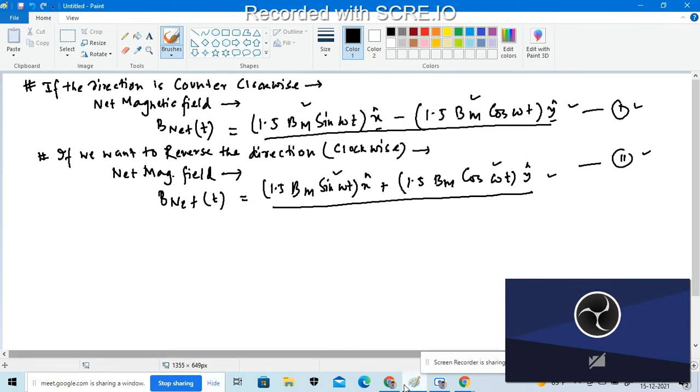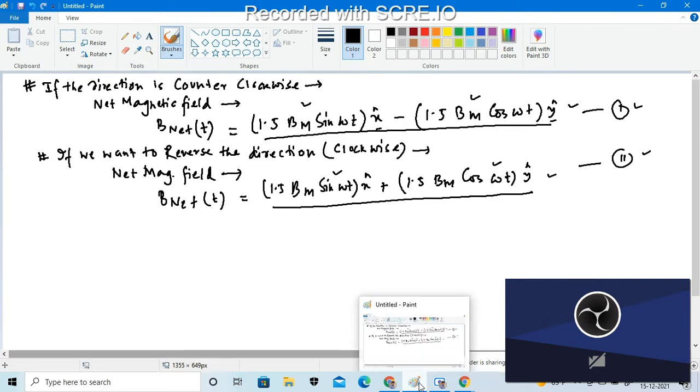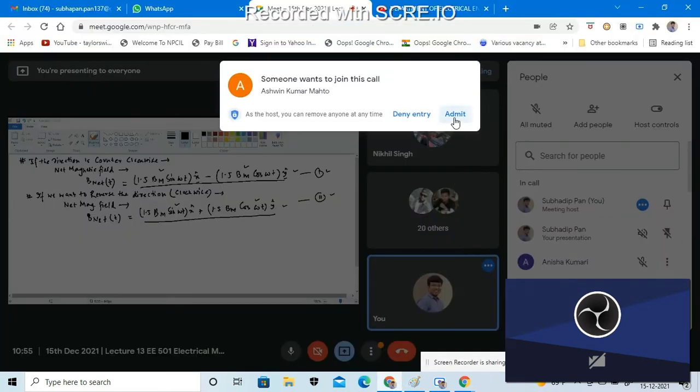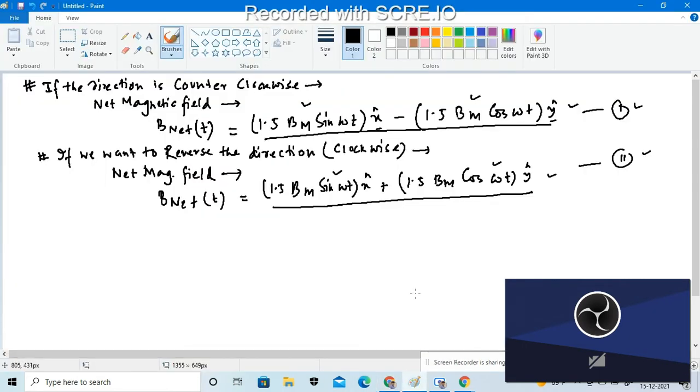Today, on the basis of this magnetic field rotation, we are finding two very important things. One is the magnetomotive force, another is the flux distribution of an AC machine, right? So today's topic is the magnetomotive force, which is also called MMF, and flux distribution.